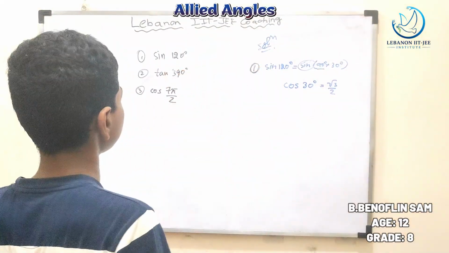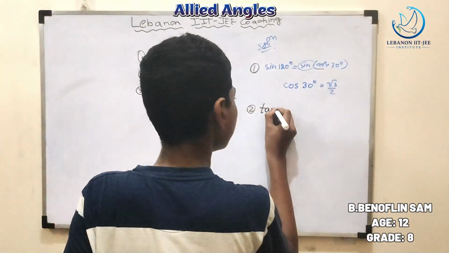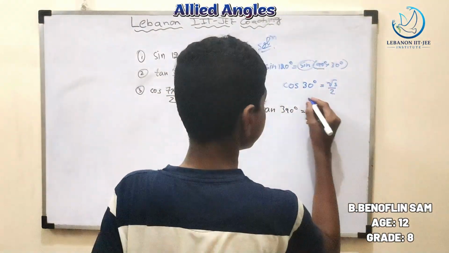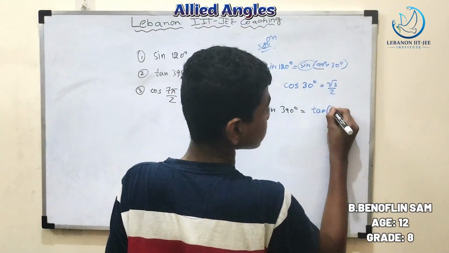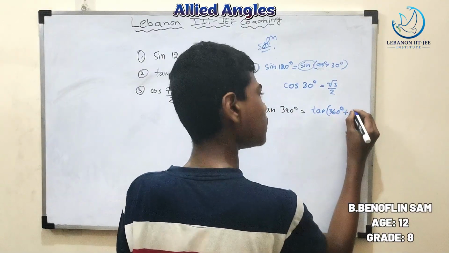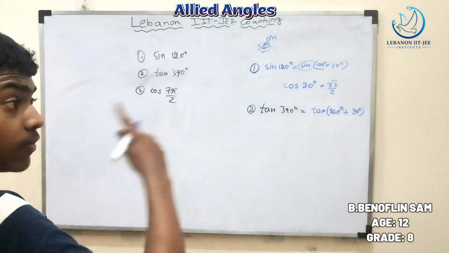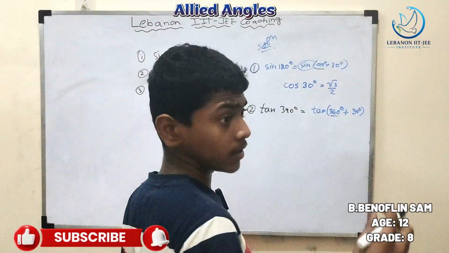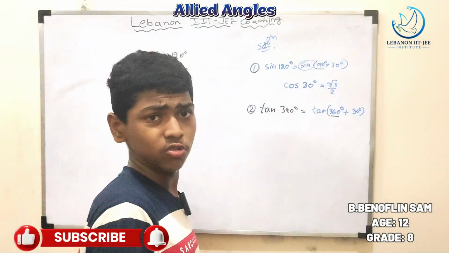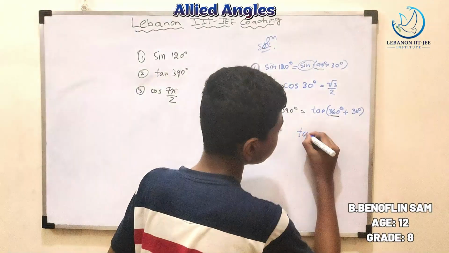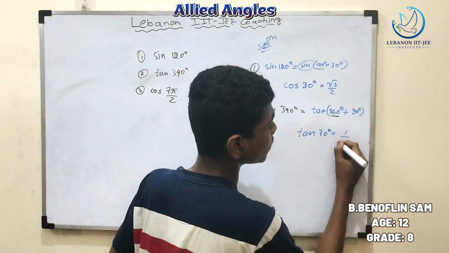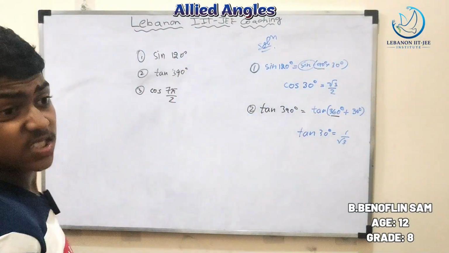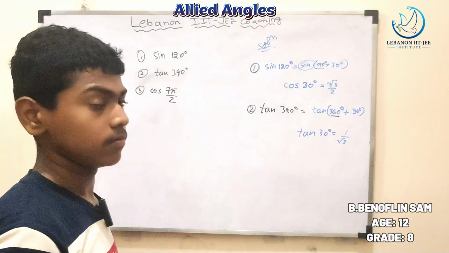The next question is tan 390 degree. Here we can take tan as 360 degree plus 30 degree. Near 360 there is no change. So we take tan 30 degree, which is equal to 1 by root 3. And last but not least, how can we solve this one? We'll see.